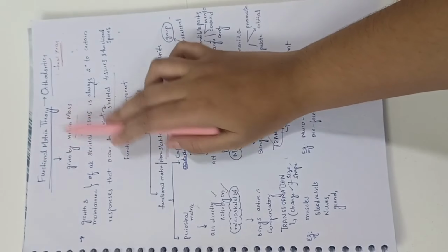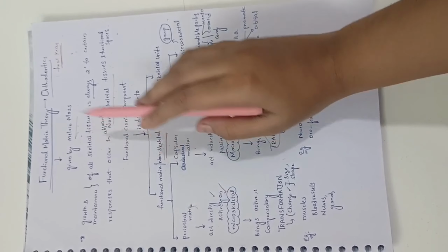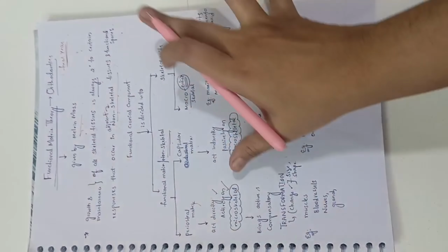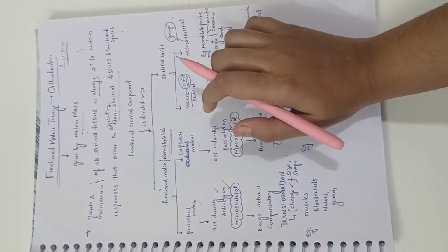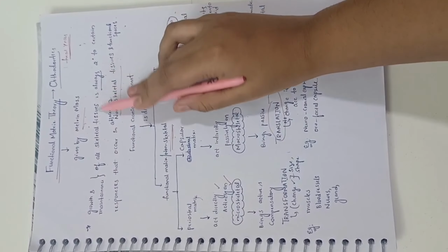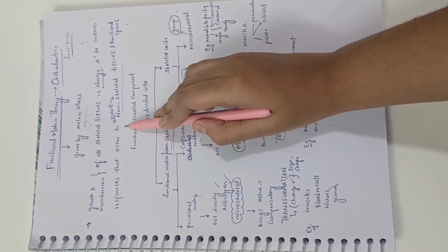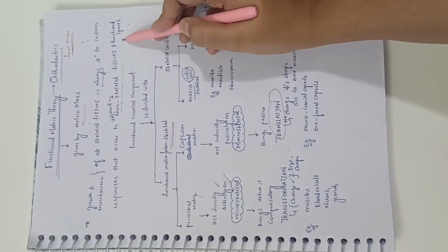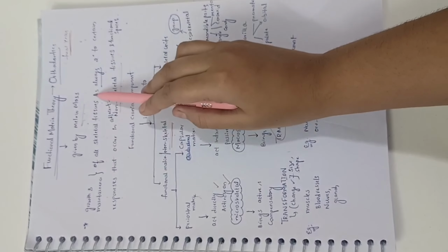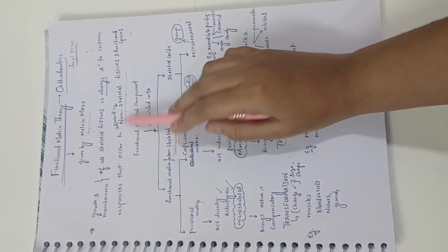This theory was given by Melvin Moss, and he said that bone and cartilage growth is not self-directed. The growth and maintenance of all the skeletal tissues are always secondary to certain responses which occur in the adjacent non-skeletal tissues. So the growth of the skeletal tissues occurs due to some responses occurring in the non-skeletal tissues.